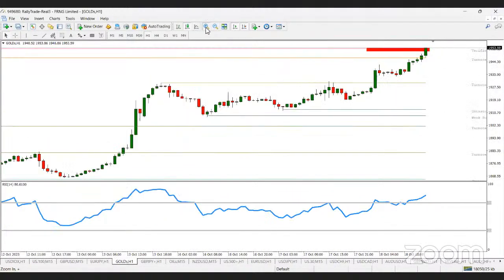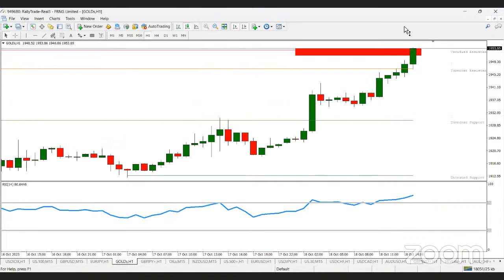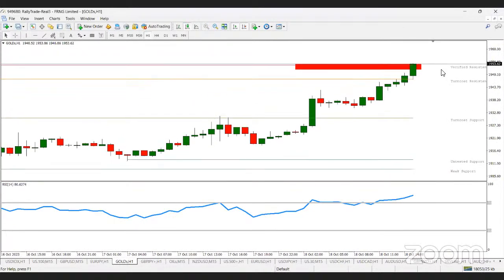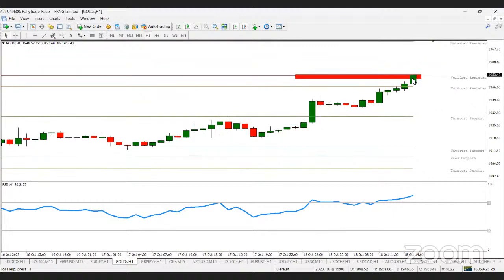This is 1 hour. Let me zoom in. So it's overbought, and that's a verified resistance. So we said look out for a sell around here. Sell, take profit at around 1940 or thereabout. If somehow price can instead break above here, which I don't expect it to, then it should be on a sell here. 1952 sell, 1953 sell, take profit at around 1940 or thereabout. So I believe you should be able to make profit from that.